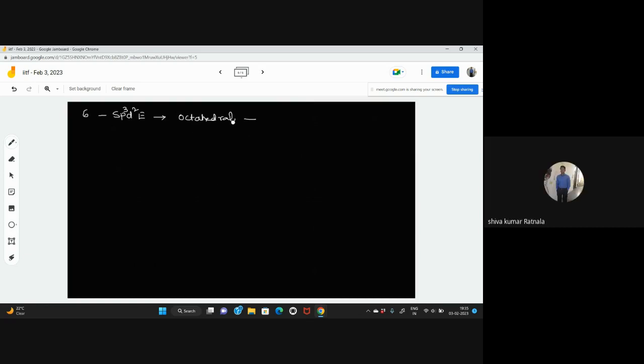Okay, sir. And one lone pair means geometry remains octahedral, and the shape will be square pyramidal. And X value 6, it will have sp3d2 with two lone pairs. Then it will have octahedral geometry, and shape will be square planar. You need to learn this.